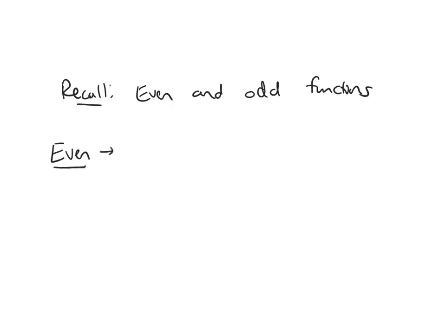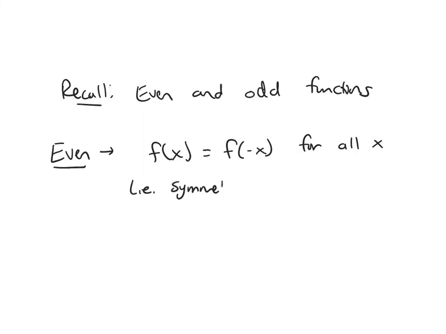So now we're going to talk about even and odd functions. So let's start with a reminder of what these things are. What are even functions? They're functions where f of x equals f of negative x for all x. So this is sometimes called symmetric about the y-axis.